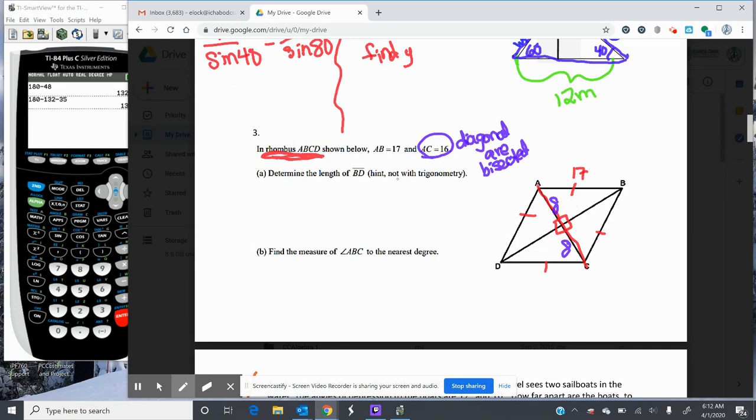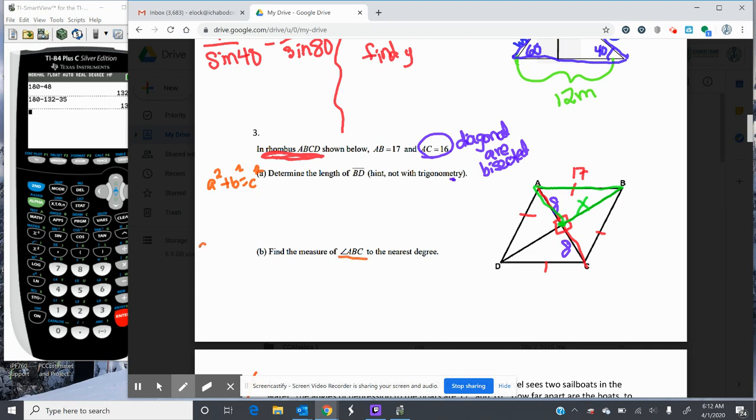Now this says hint, not with trigonometry. So we're not going to use sine, cosine, or tangent. We need to find that whole diagonal, which is bisected. So what I'll say is, you want to be finding from this middle point to B first in this right triangle when you have two sides given. That's not jumping out at anybody. My hint there is going to be the Pythagorean theorem.